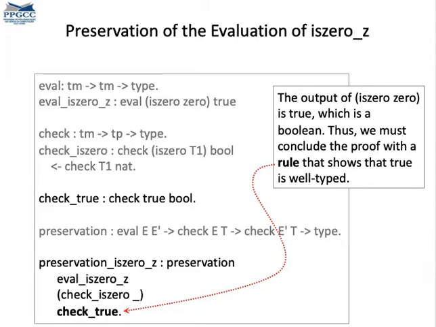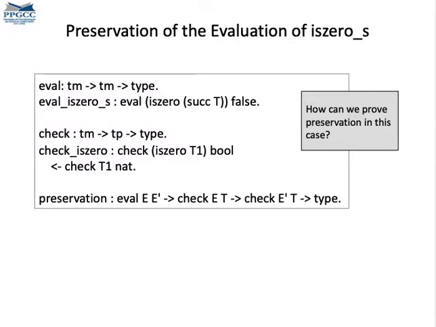That's rather simple, actually. Use check true. Remember, we know that iszero 0 goes to true and that the type of iszero 0 is bool. We need to show that the type of true is bool, but this fact is given by the rule check true. If we have eval iszero s, what do we know?